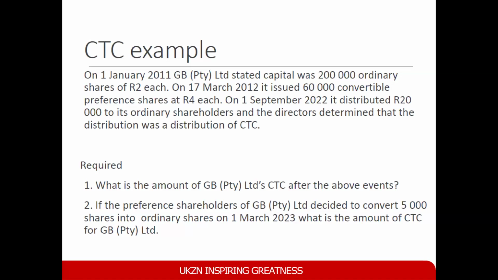So as we can see, this all happens on 1 March 2022, with additional 60,000 shares at 4 rand, which is 60 times 4, it will be 240,000. So you had 400,000 plus 240,000. But what happens on 1st September 2022? Remember, that conversion only happens on 1st of March 2023. So you will have your 400,000 less 20,000, you've got 180,000 as your CTC. Then immediately when they convert on 1st of March 2023, it will be your 240 plus 180,000.